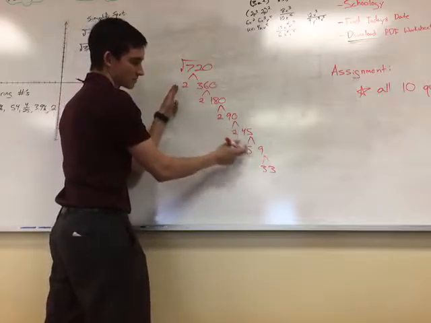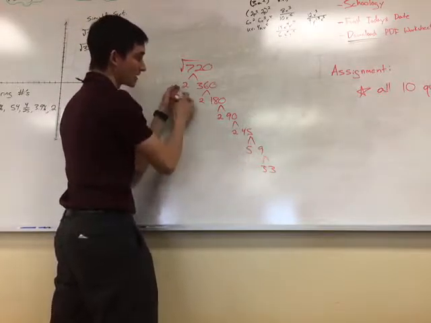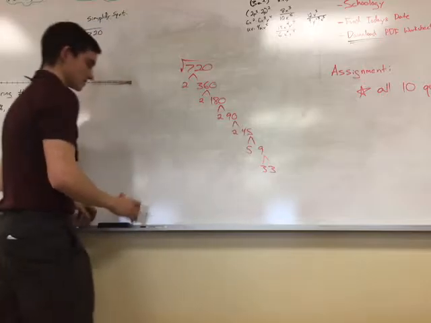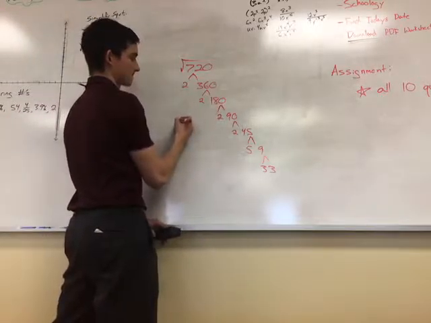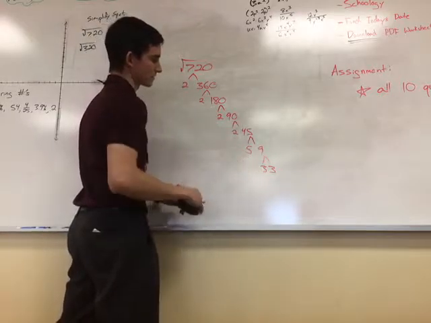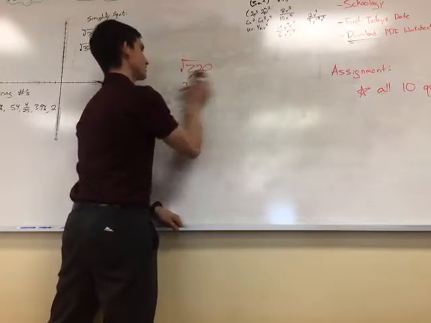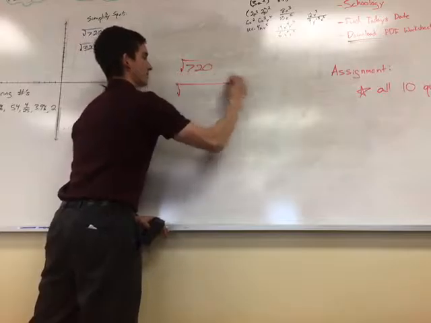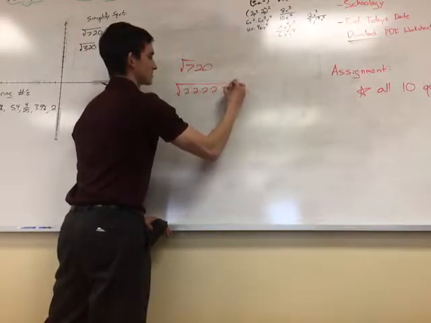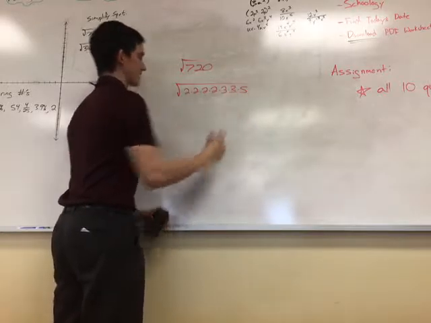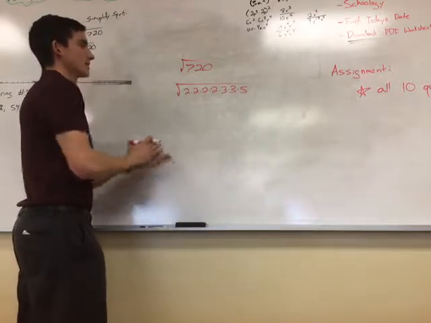2 times 2 times 2 times 2 times 5 times 3 times 3. What that is, is 720. So let's write this out. I have 4 2s, 2 3s, and a 5. Okay, so 720.